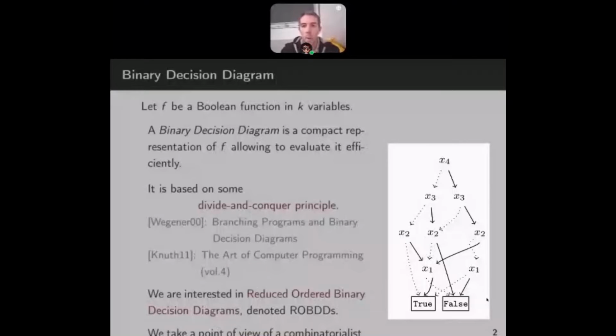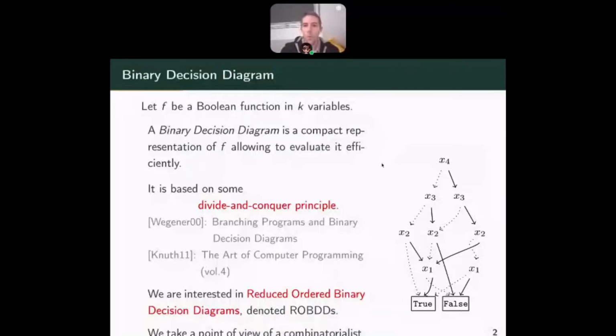And if you want to evaluate the function, you take the root of the graph. Here it's x4, and if it is, for example, evaluated to false, then you follow the dotted edge and you reach this substructure rooted at x3. If you evaluate x3 at true, then you reach this node. And finally, if x2 is evaluated to true, you obtain false. So whatever the value of x1 is, under this valuation, the function computes false. Okay, so the efficiency of the evaluation of the function is based on some kind of divide and conquer principle.